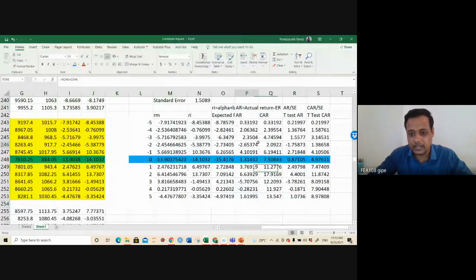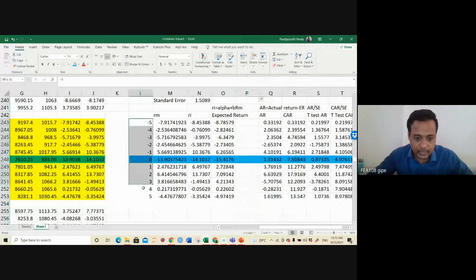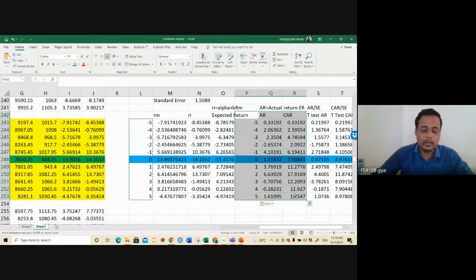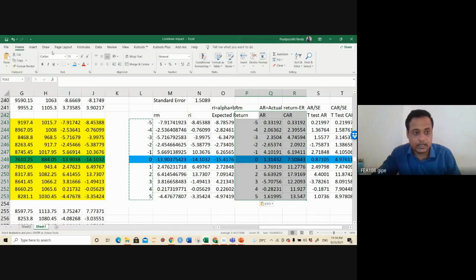Now do one small thing. Just insert one column here. Copy this day -5 to +5 over here. Try to plot this AR and CAR. In many research papers, and in many RBI working papers also, you will see this event study is widely used, and they represent this AR and CAR plot. Just plot it, AR and CAR, but while plotting, you should carefully mention the days with 0, -5, +5. Okay, so plot this AR and CAR.